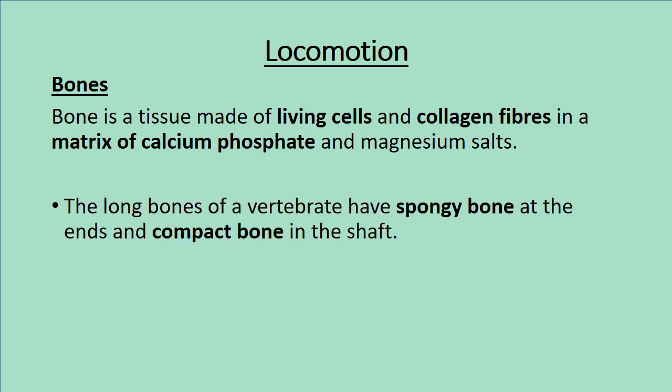So the long bones of a vertebrate have spongy bone at the end and compact bone in the shaft. Okay, so the shaft is the middle part, then at the ends we have the type of bone called spongy bone. Well, at the middle we have a type of bone called compact bone.